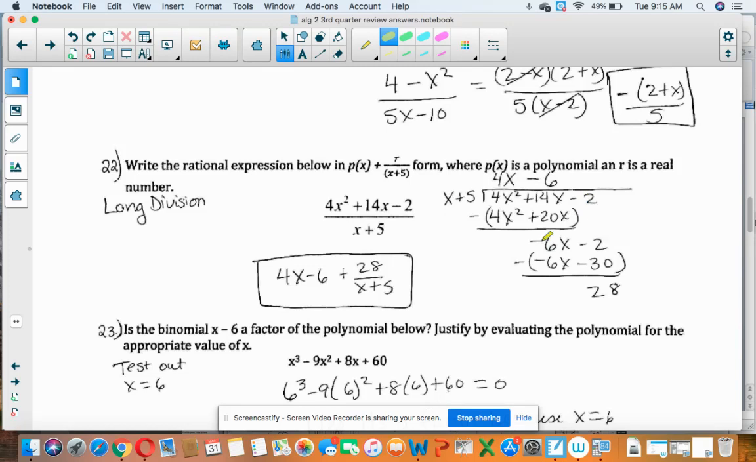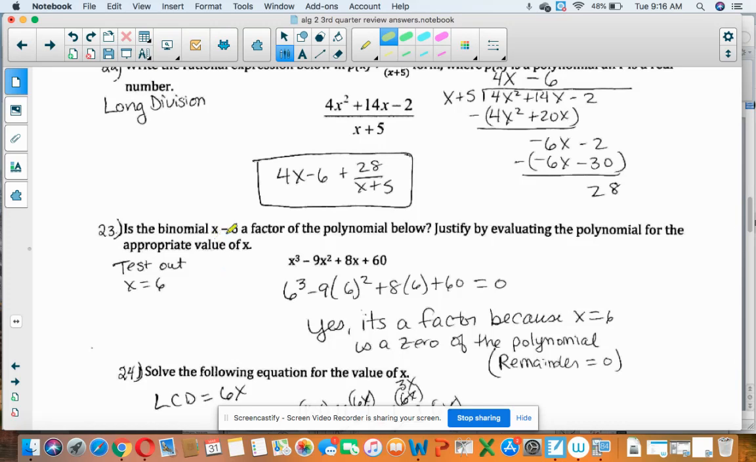And now I say x goes into negative 6x negative 6 times. x times negative 6 is negative 6x. 5 times negative 6 is negative 30. I subtract this and the negative 6x cancels. Negative 2 minus negative 30 is 28. This is my remainder. So my answer is 4x minus 6, plus the remainder 28 all over that denominator, x plus 5.